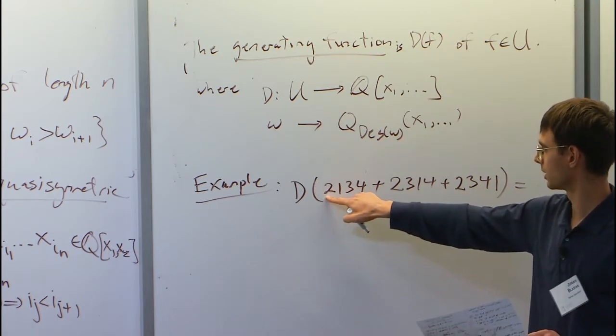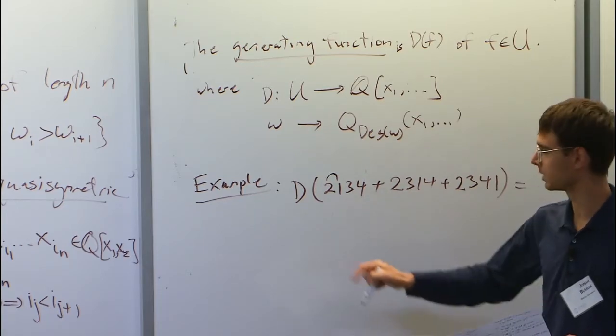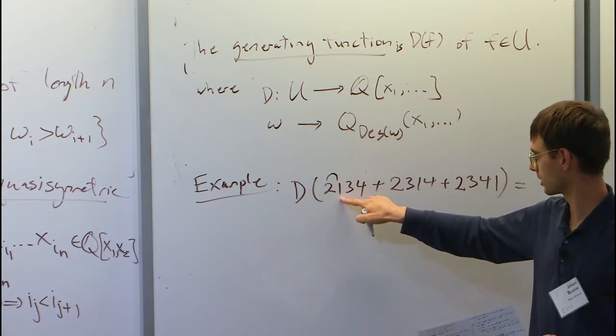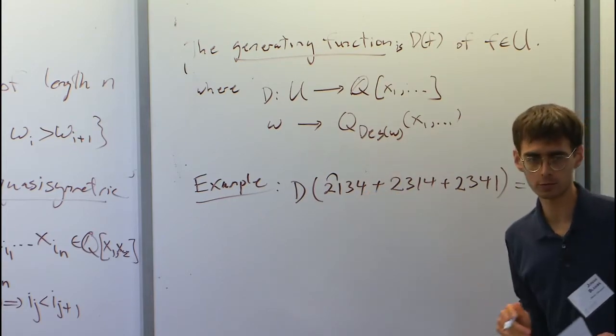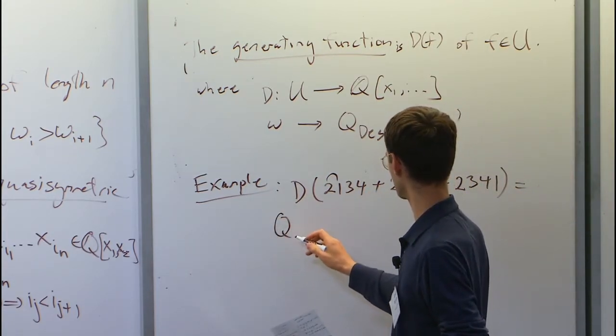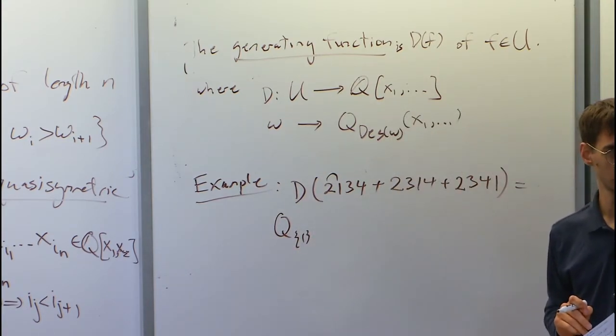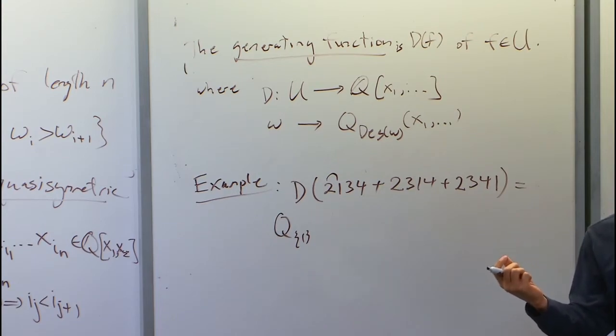So here, 2 is bigger than 1, so there's a descent there, right? But here, 1 to 3, that's increasing. 3 to 4 is increasing. Right? So for this word, I get my quasi-symmetric function of just set 1. Okay, 1 records where that descent is.